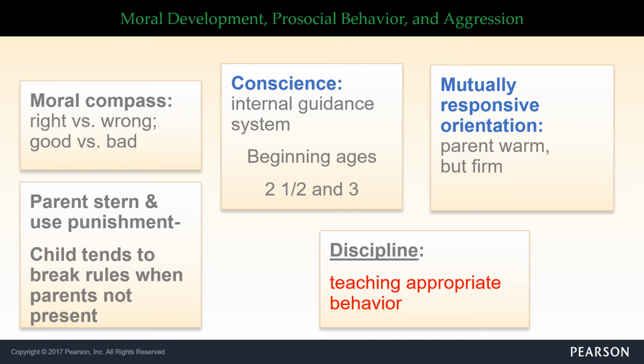definition, and that's teaching appropriate behavior. Unfortunately, today, punishment has been added as part of the definition of discipline because we use, in the United States, punishment almost exclusively. But what should happen is parents should be taking a mutually responsive orientation where they're warm with their children and teach them appropriate behavior, but then are firm with them in regards to making sure they follow through with that.